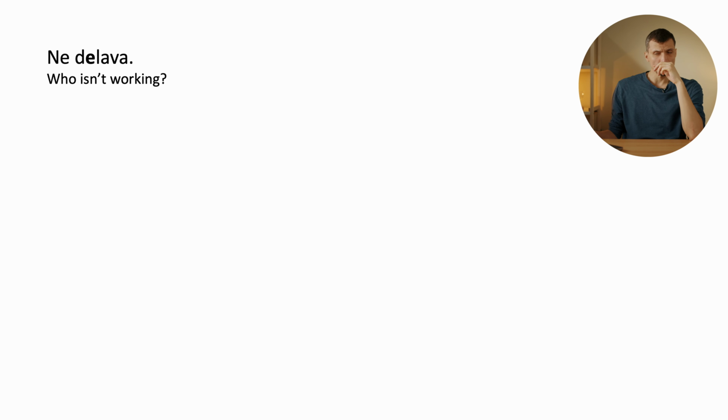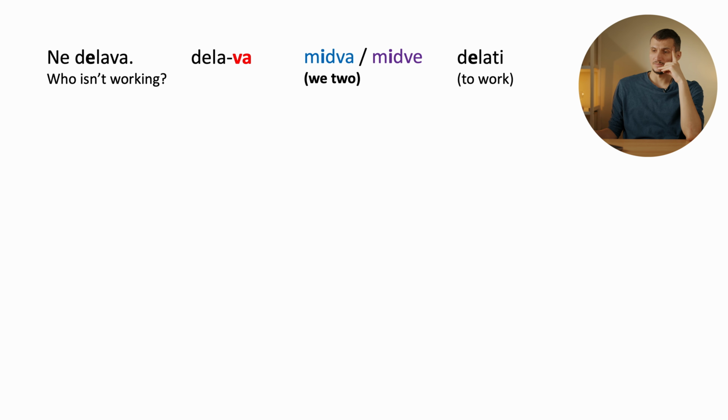Ne delava. So the way we negate a verb in Slovenian, the vast majority of the time, just 3 exceptions to this rule, in the present tense, we negate it just by putting ne in front of the verb. It's important to know that ne and the verb together is considered one cohesive unit. They have to kind of stay together. So it's always ne right in front of the verb. Ne delava, who isn't working. The ne is not important. We're just interested in the va, dela, va, and that is the two of us, we two, midva, midve, delati.